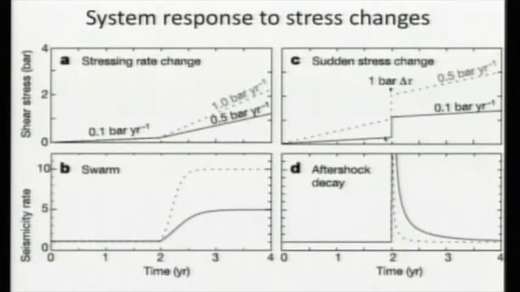In the right column, we see what happens if we're moving a system along, increasing the stress, and then impose a sudden change in stress like we would have if we had an earthquake, and then continue to increase the stress at the background rate. Well, what happens is we see the familiar aftershock sequence, aftershock decay, where immediately after the earthquake we have a great increase in the rate of activity, and then that activity dies over time.